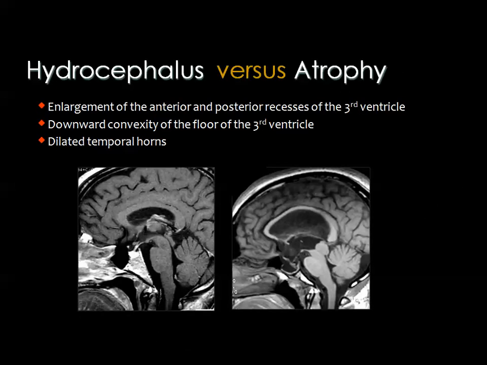Then what is the difference between hydrocephalus and atrophy? Actually, you know that by definition, hydrocephalus means dilated ventricles, but in atrophy also the ventricles are dilated and the cortical sulci are dilated. Then we used to look for specific areas of enlargement and dilatation, particularly the recesses of the third ventricle and also the temporal horns, which are particularly dilated in hydrocephalus and not usually dilated in atrophic cases.